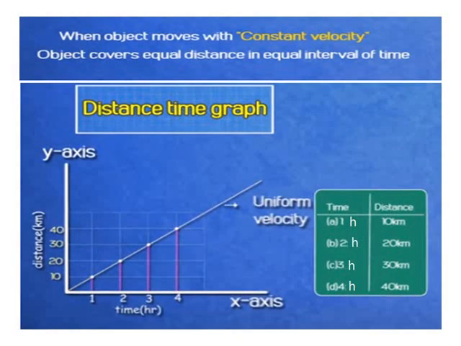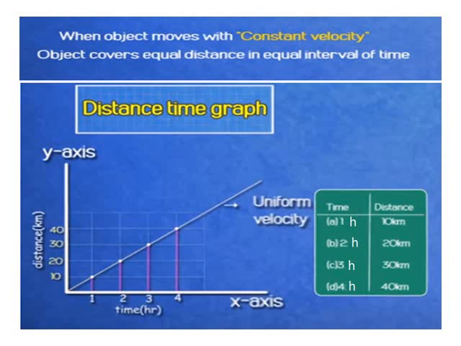Children, here in this slide, we are going to study in detail about the first type of distance time graph, where the line is slanting. So what does it represent? It represents the body is moving with constant velocity.